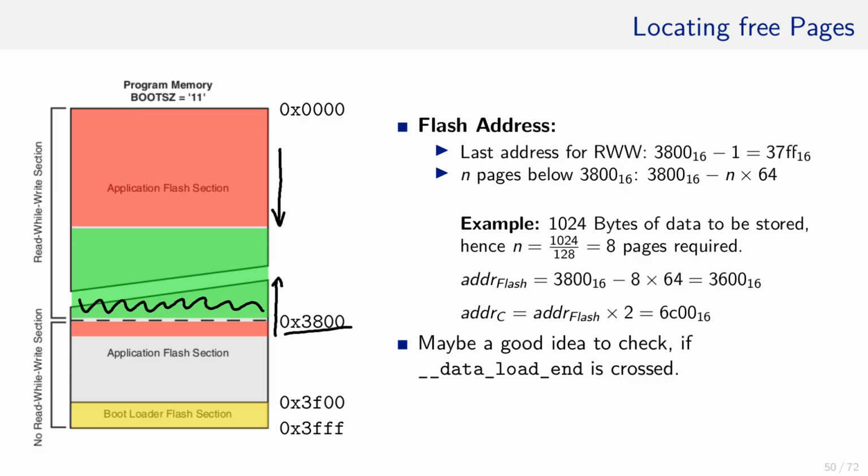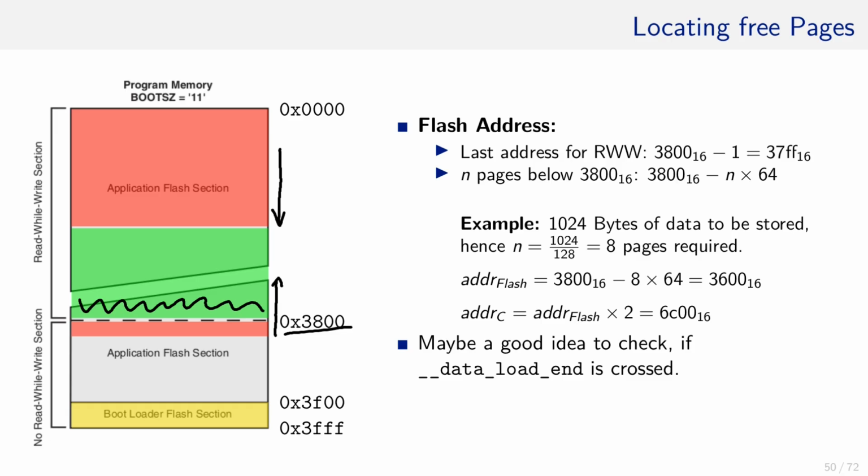That means we have to get the first address of the page that is below the address 3800. That is fairly simple by subtracting the number of words in the page from the address 3800. If I do this for n pages, I just multiply the number of words in the subtrahend.